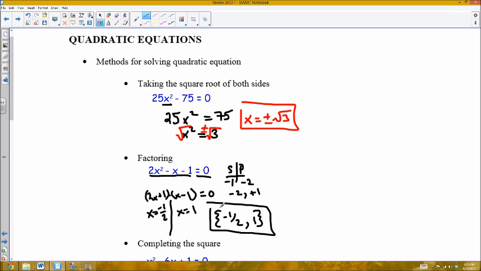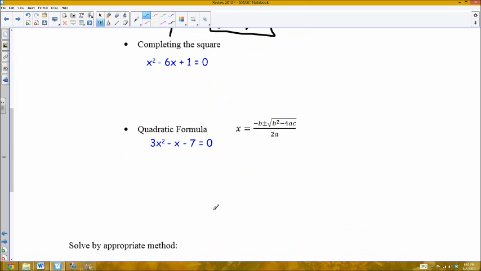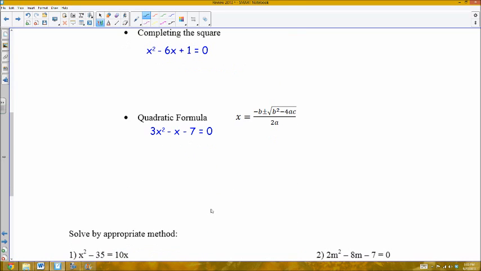Okay, scrolling down. Completing the square. So this is when I cannot factor. So if I look to factor this one, I'm looking for something that has, since the coefficient is 1, a product of 1 and a sum of -6. There's no 2 numbers that do that for me. And if my coefficient is 1, that's when I will use completing the square. If I have another unfactorable one like this one in quadratic formula, if the coefficient's not 1, that's when I'd use quadratic formula. So that's how you would tell the difference between the 2 methods.